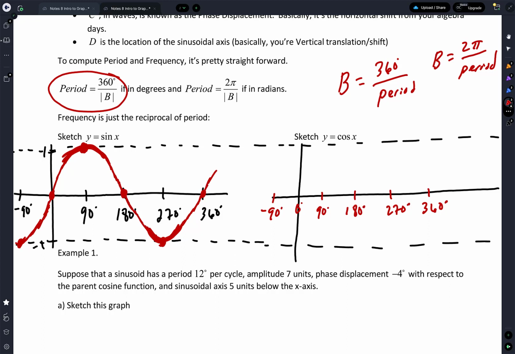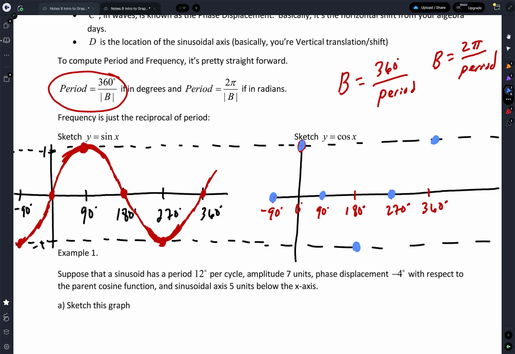Okay, what's cosine of 0, guys? Yeah, 1. What is cosine of 90 degrees? 0. What's cosine of 180? -1. What's cosine of 270? 0. What's cosine of 360? 1. And then, since I put the -90 here, what's cosine of -90? 0.